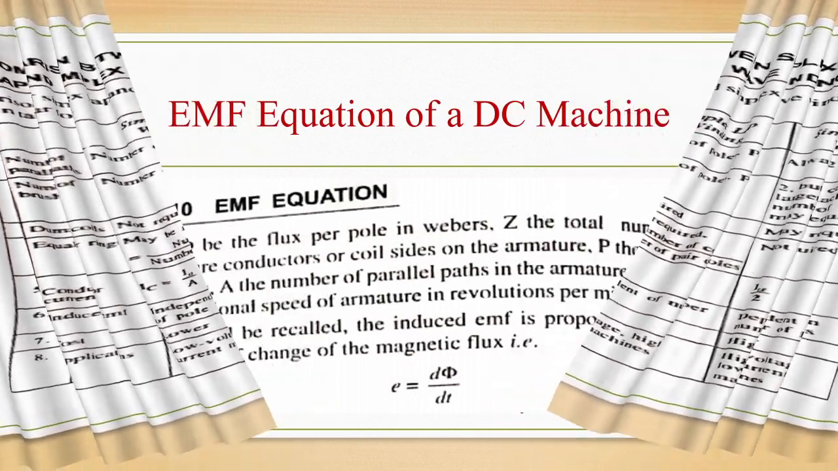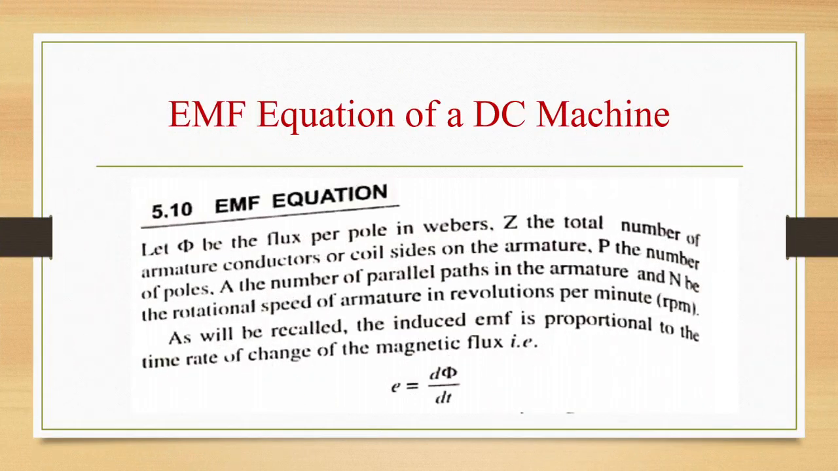That is the EMF equation of a DC machine. As I said earlier, EMF will be developed both in the case of a DC generator and a DC motor, so I am not writing here DC generator or DC motor particularly. I am writing here the EMF equation of a DC machine, right? When the EMF is generated in a DC motor, after motoring action, generating action will take place. So EMF will be developed in the motor also, but that EMF is called back EMF. Okay.